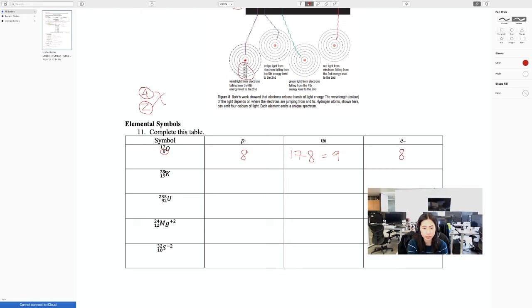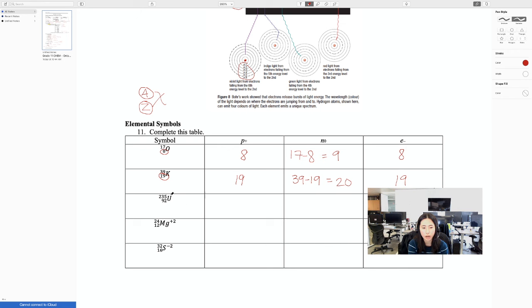Similarly, potassium would have 19 protons because that's its atomic number, and the number of electrons is also 19 because it's a neutral atom. However, the number of neutrons would be 39 minus 19, which is equal to 20. So that's the number of neutrons of potassium.